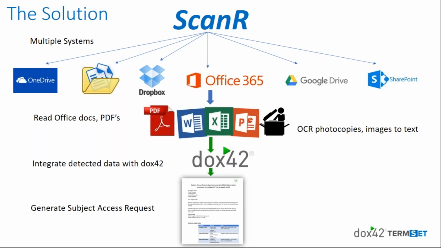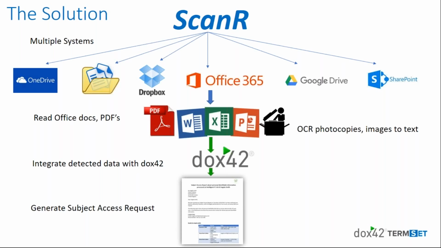Once we point Scanner to your repository, we're able to read all the documents in those repositories. We can read any version of Office, Word, Excel, PowerPoint, any version of PDF. If we come across an image or a photocopy, we can convert that to text and pull out the information from those images or photocopies. So we're able to scan and identify all the personal information for you if you receive a SAR request. We're able to report on it, and then we hand that information over to Docs42.